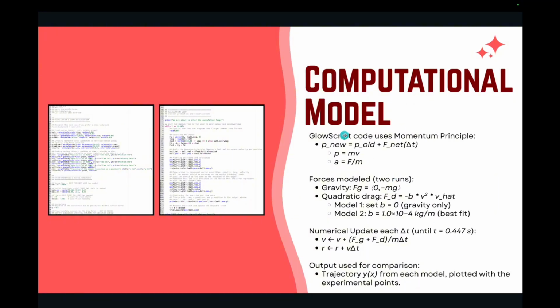Here's my code. I use GlowScript and the momentum principle as explained earlier. And again, the forces model gravity and drag. However, we just used the non-constant forces for kinematics equations, because we're going to use b equal to 0 to have our quote-unquote constant kinematics, and then b equal to something non-zero, a little greater than that. But it's a very, very small number, which I'll explain later.